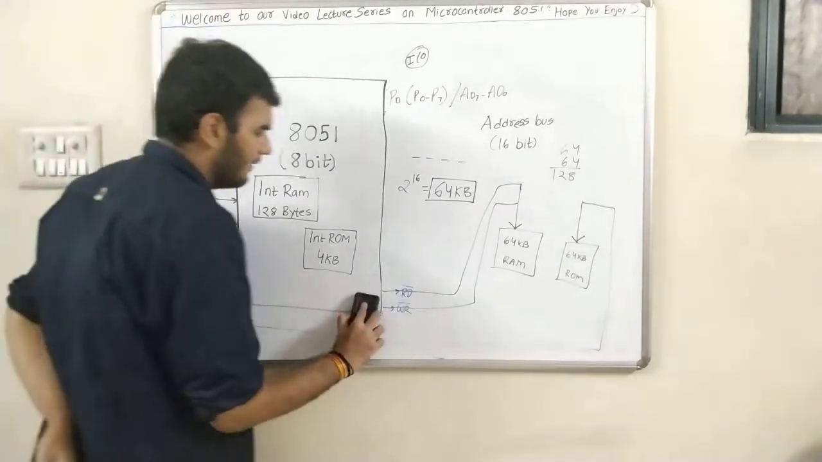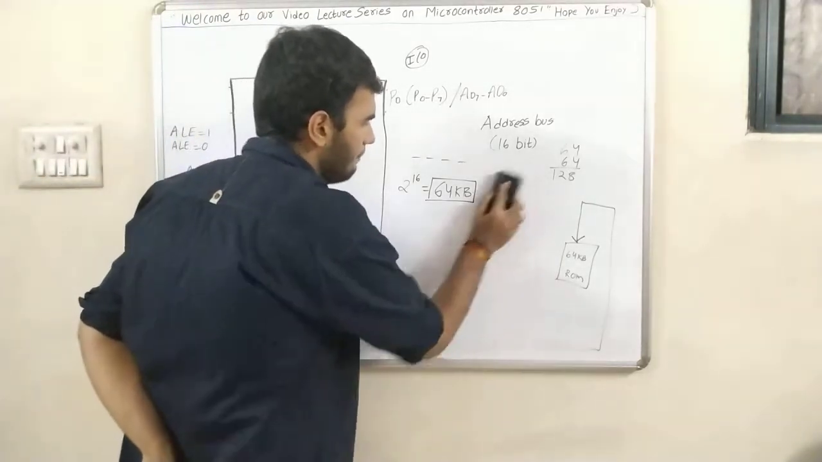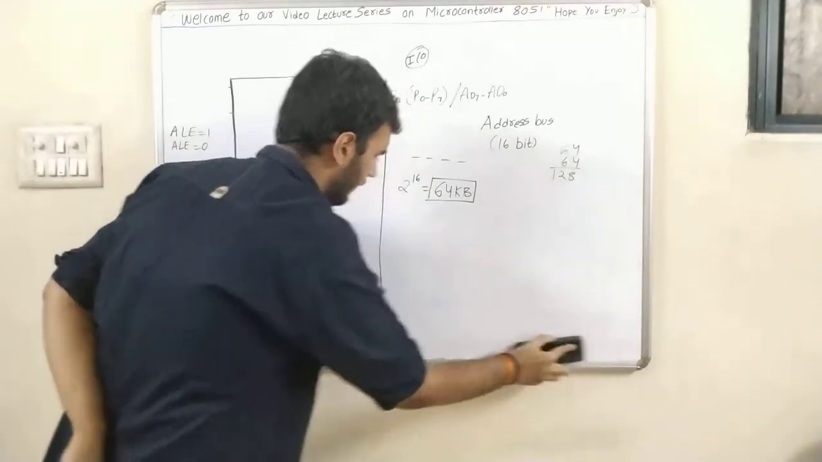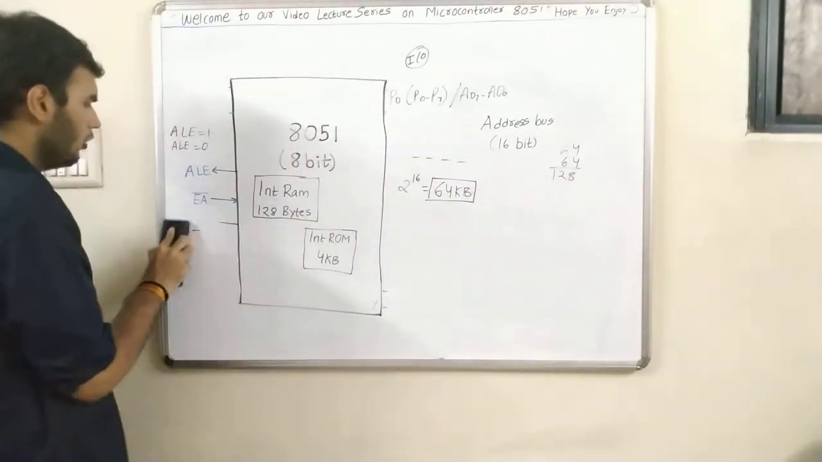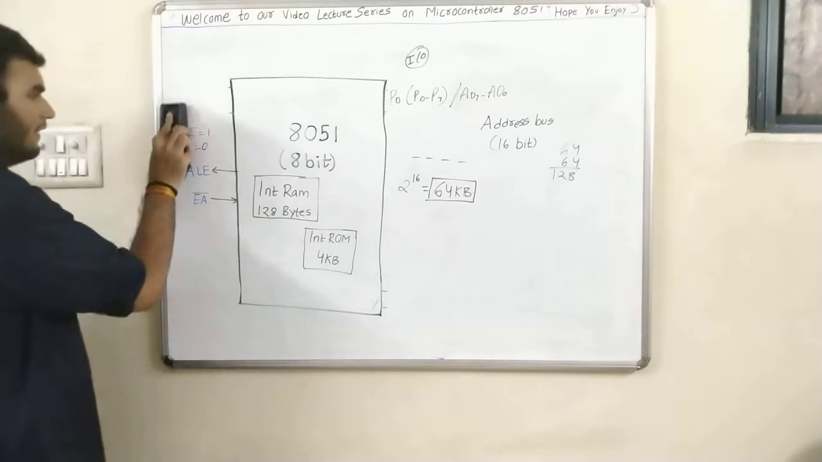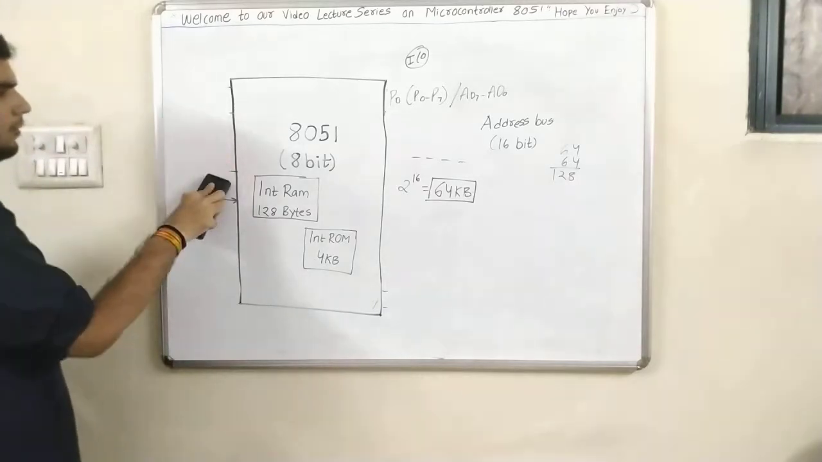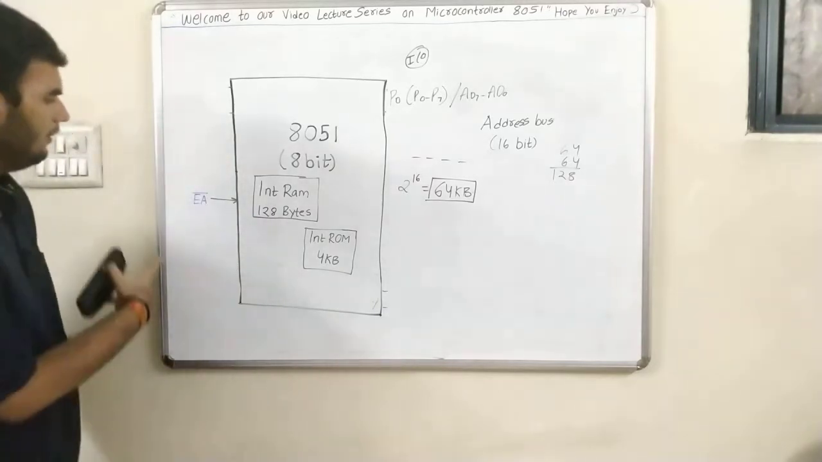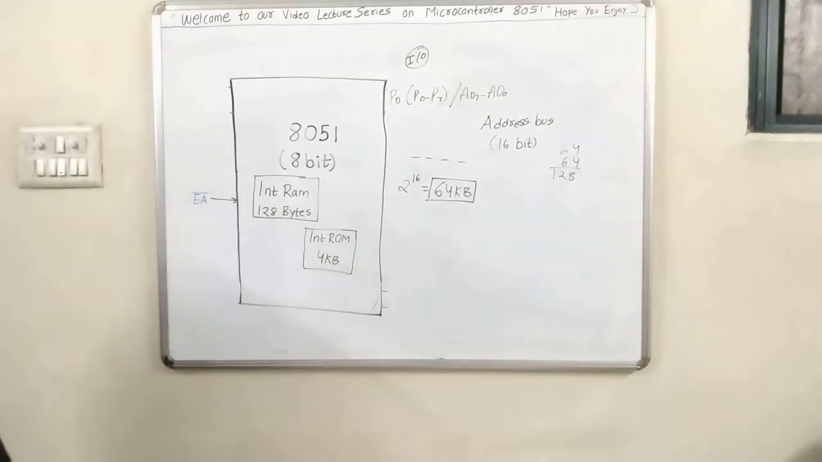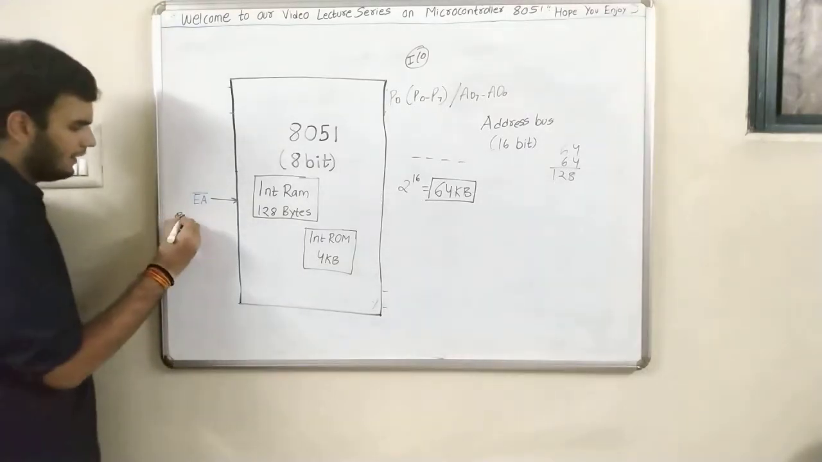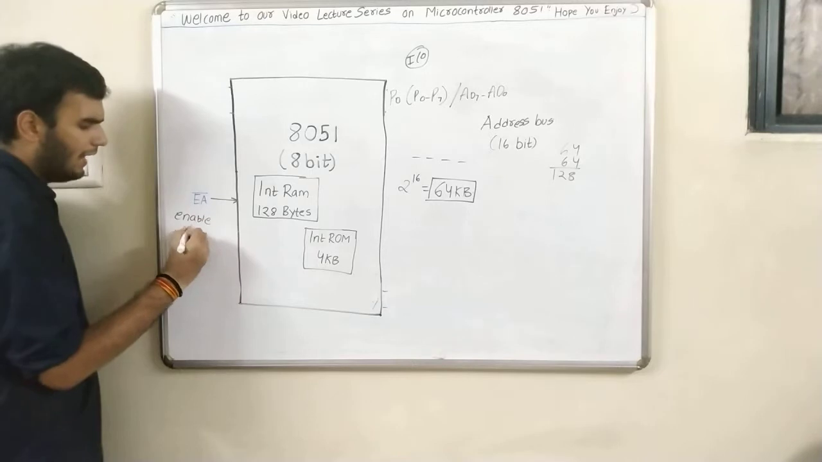Read and write signals are for external RAM. PSEN bar, program store enable, is for external ROM. ALE stands for address latch enable. So I hope everything is clear. So this is EA bar. EA bar is enable access.